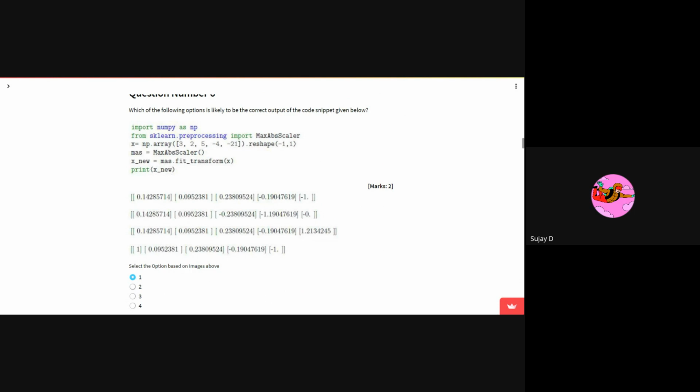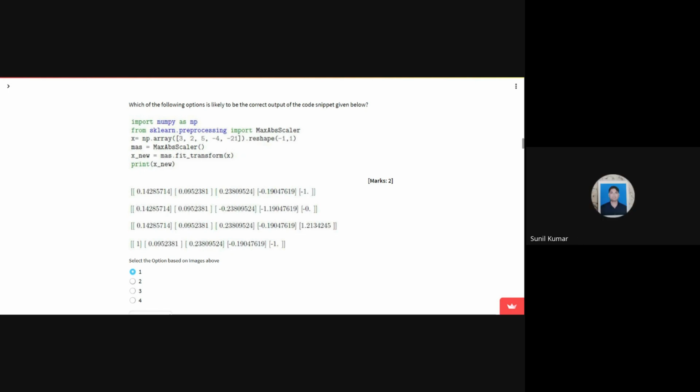Ma'am, first every number divided by 21. Right. So we'll be taking the maximum absolute value out of this array, which will be the absolute value of -21, which is 21, and then divide every value of this array by 21. This way, the last element will be -1 only, and 3 divided by 21 will be 0.1428 something. Okay. So this is how we do this question. Any doubts? Ma'am, why are we taking 21? Because it's the maximum absolute value in this array. Okay, got it.